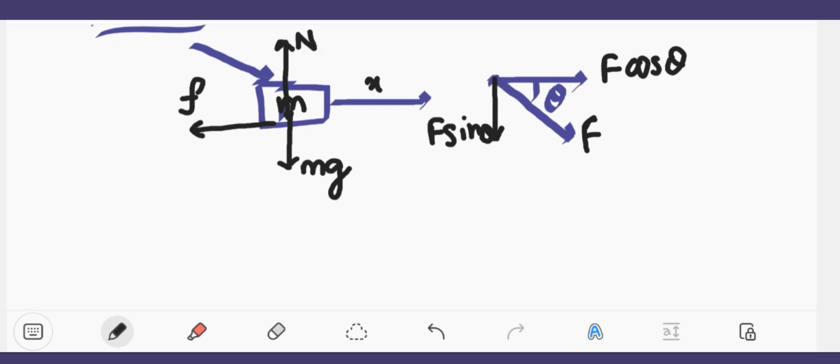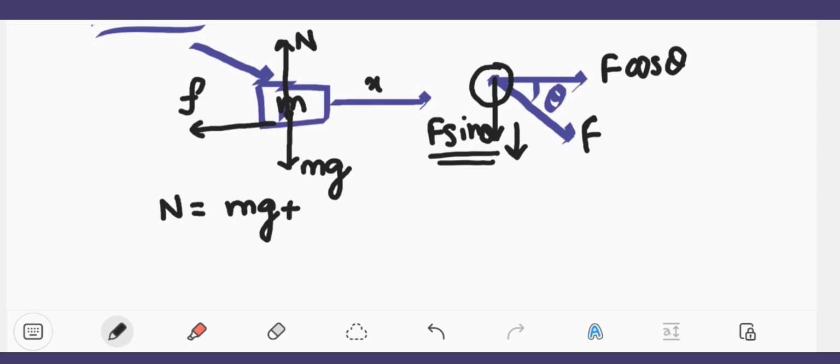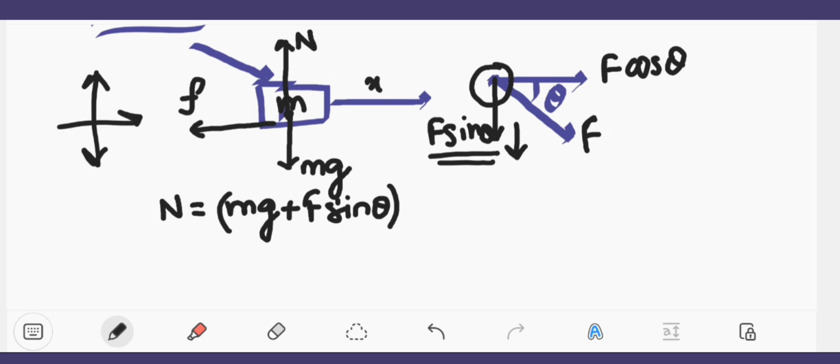Now students, we know that this normal reaction N will be equal to mg in the case of push, and we can see over here as well that F sin theta is also in the downward direction. Therefore, it will be equal to mg plus F sin theta. Why are we considering mg plus F sin theta? Because the movement along the vertical axis is 0. The object is not moving in upward or downward direction, it is only moving along the horizontal direction. Therefore, we can consider that this normal reaction will be equal to the downward force, that is F sin theta plus mg. Clear?